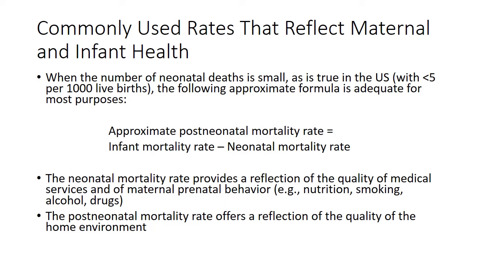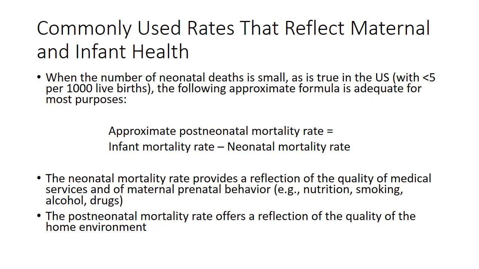Now, if you're dealing with somewhere like the U.S. where you have a relatively low neonatal death rate, say less than 5 per 1,000 live births, you can use an approximate formula as pretty adequate for getting your post-neonatal mortality rate. So if you were to take the infant mortality rate minus the neonatal, you should get most of those kids that fall into that time period between 28 days to 365.